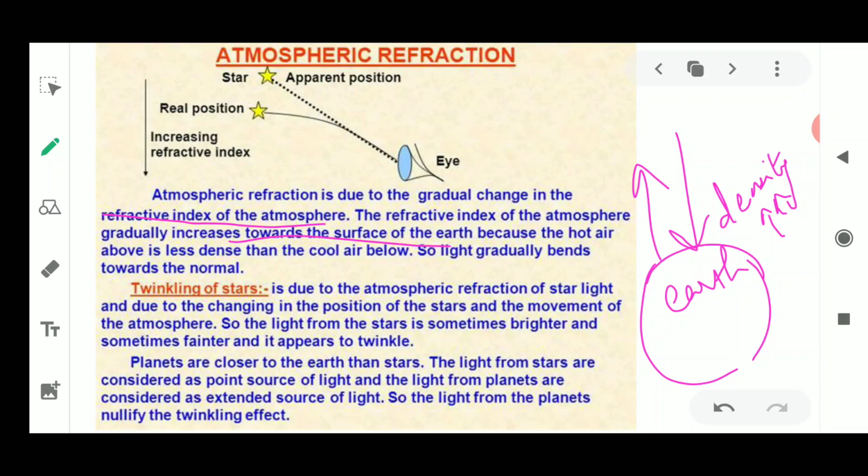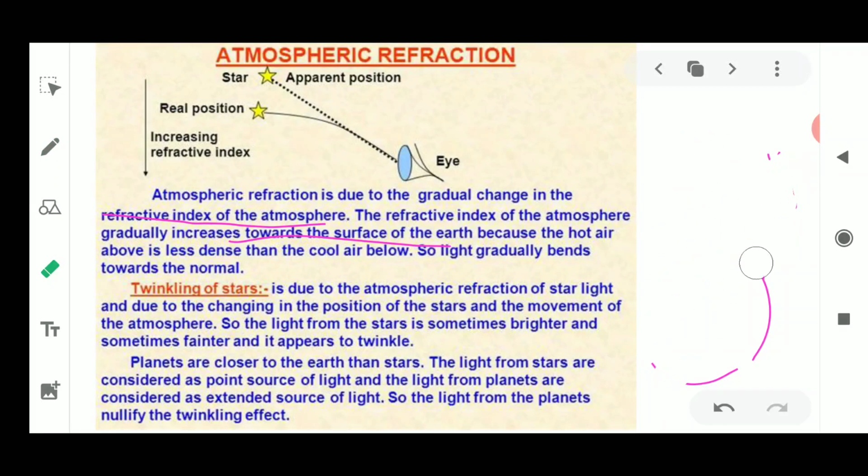You know that cold air is much denser than hot air. So the density increases when we move towards the surface of the earth. I have explained why the density of the atmosphere changes as we move towards the earth's surface. As the density is more, as we reach towards the earth's surface, the light is going to bend towards the normal.